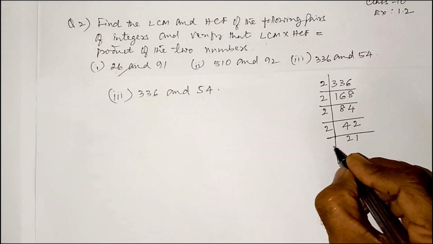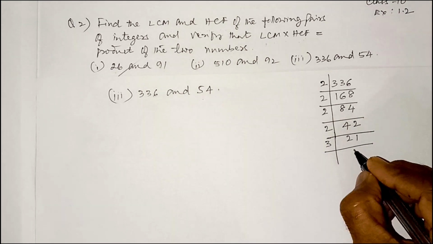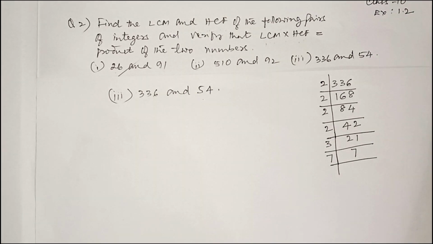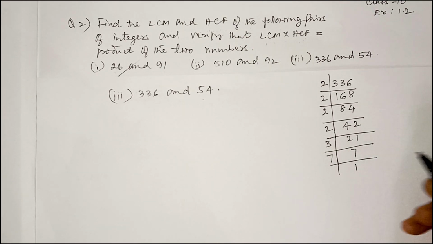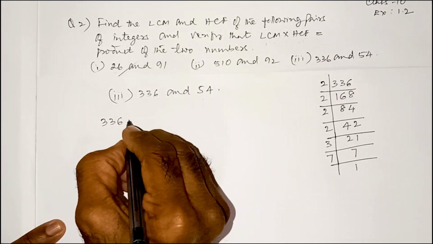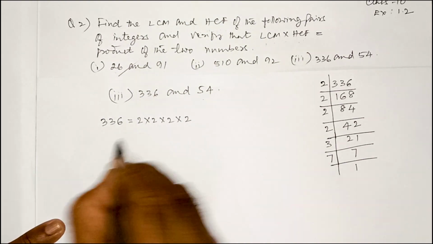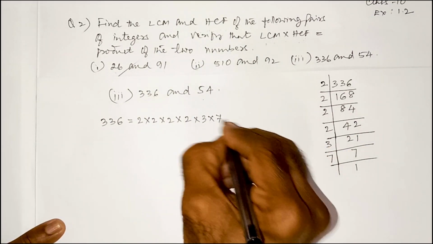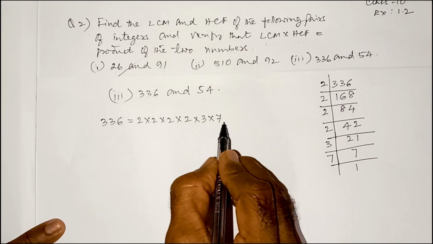Now you can try with 3. This is an odd number, so you cannot try with 2. 3 into 7 is 21. As you know, this is the last level and now it is a prime number, so it goes only once. 7 into 1 is 7. Now write down the factors of 336. That is 2 into 2 into 2 into 2, 4 times 2, and then 3 and 7, into 3 into 7. The factors of 336 are this.